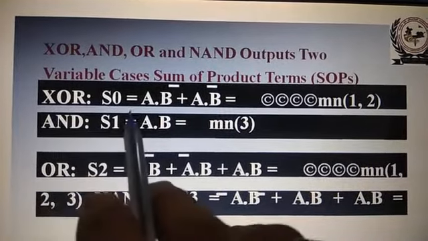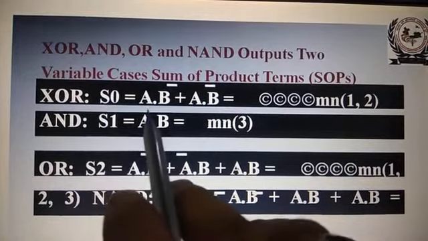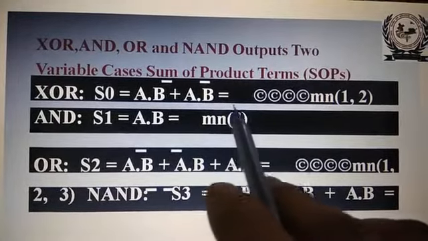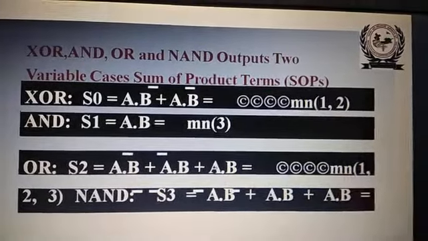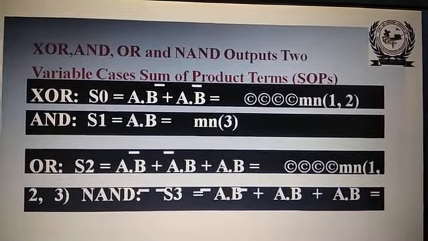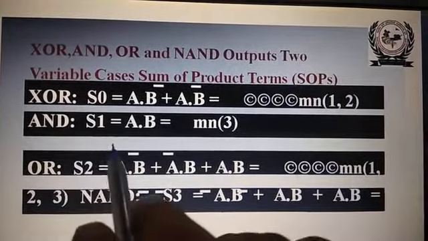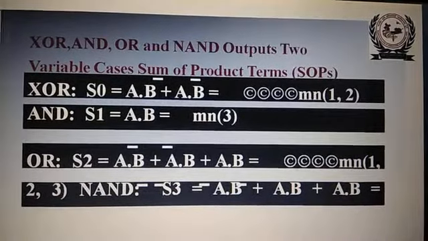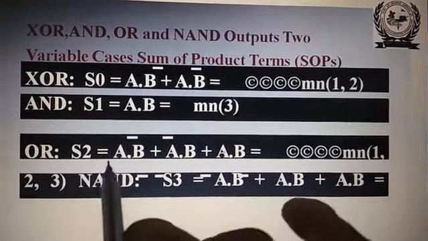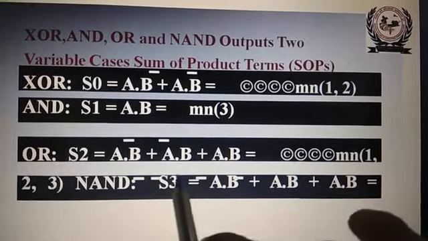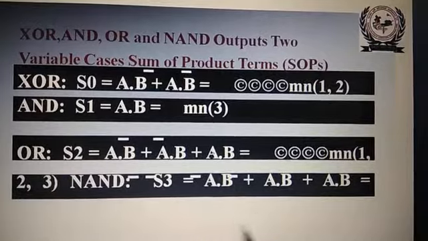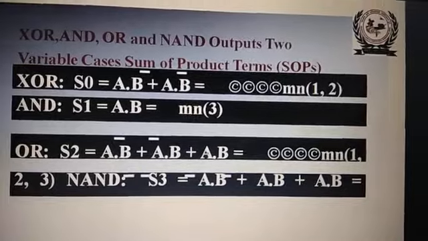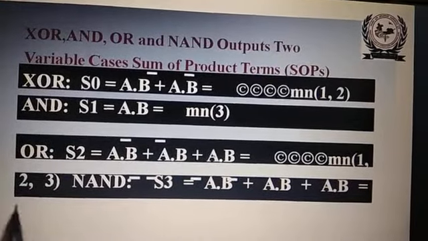XOR: S0 is equal to A dot B bar plus A bar dot B. Min terms are 1 and 2. And S1 is A dot B, min term 3. OR gate S2 is A dot B bar plus A bar dot B plus A dot B. Min terms are 1, 2, 3.